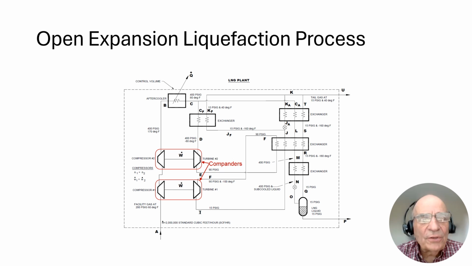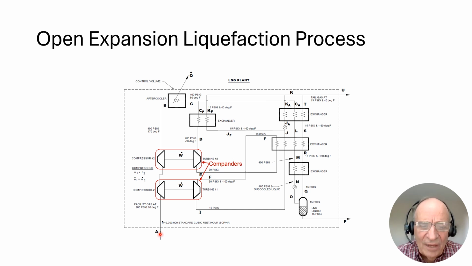The process I showed you earlier was a closed expansion process, and this one is an open expansion process. What that means is that high pressure gas comes into your plant and low pressure gas leaves your plant. And that pressure energy is used to drive expanders that produce shaft work, and expanders will drive compressors. And you have an expansion process that's going to produce refrigeration so you can make LNG.